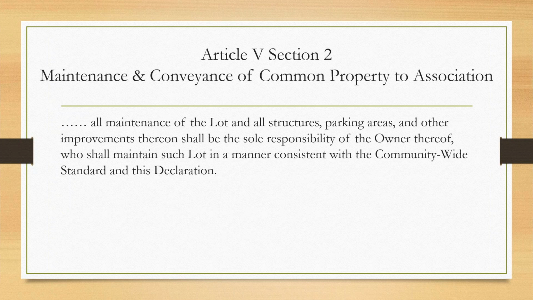Article 5, Section 2, Maintenance and Covenants of Common Property to the Association. This basically just identifies for owners that it's our responsibility to maintain our lot and all the structures sitting on our lot, the parking area, and other improvements to our home.